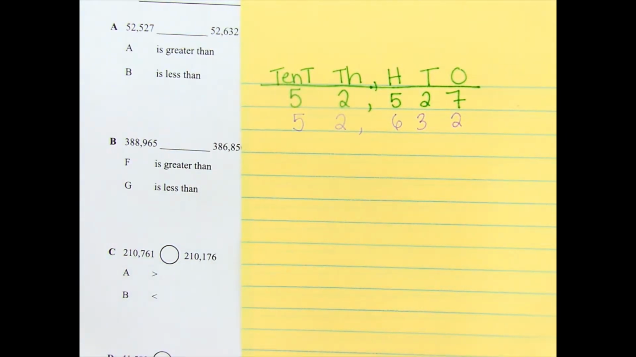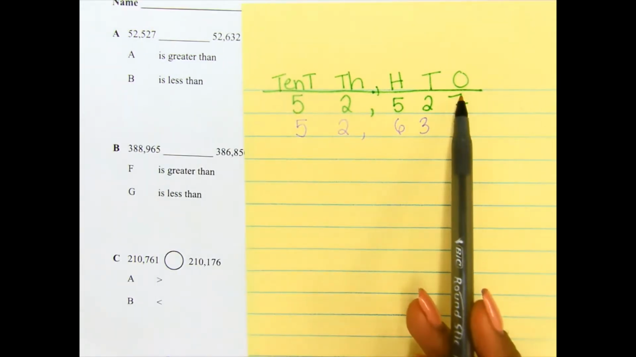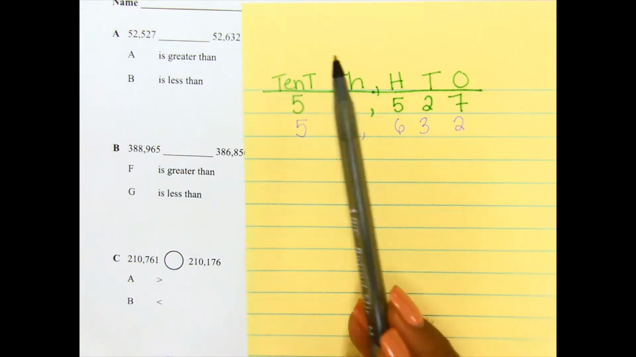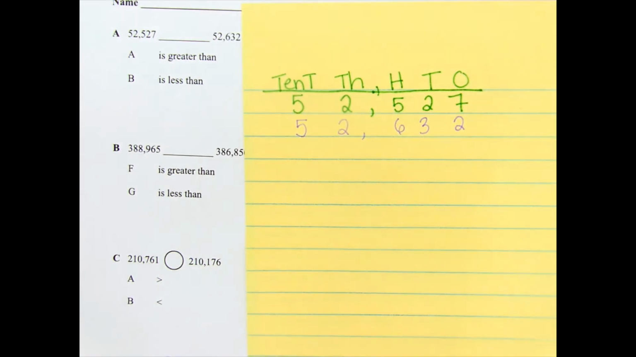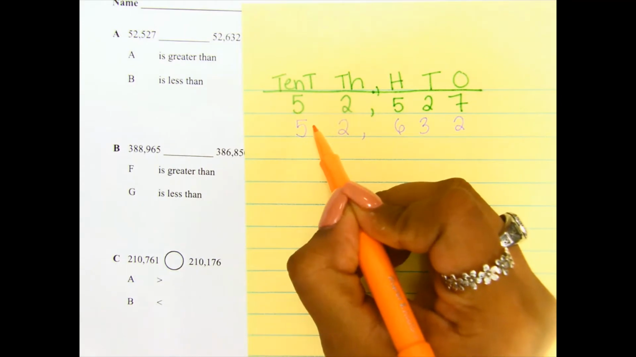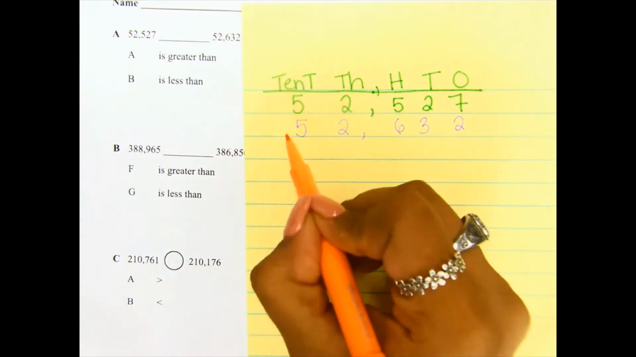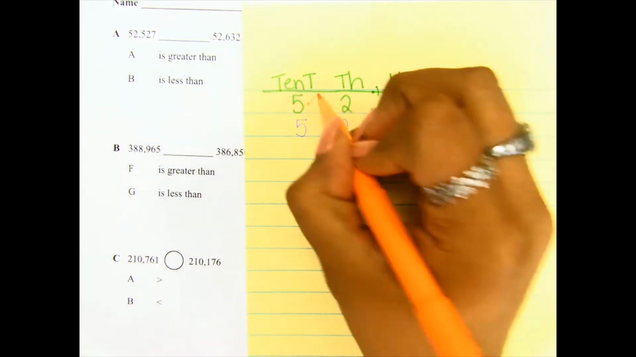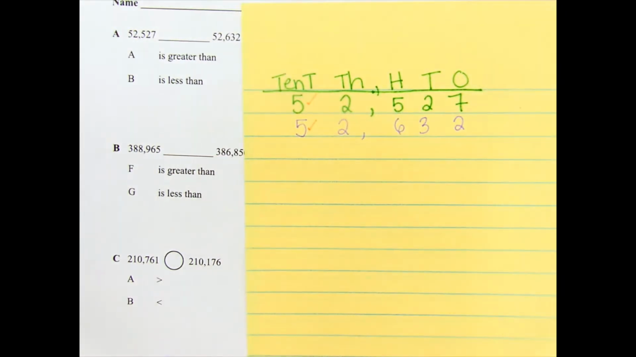Whenever we compare our numbers, I want to start off with our highest place value. So let's look, what is our highest place value? Is it the ones? No, our highest place value is the 10,000s place. So let's look at both of them. I have a 5 in my 10,000s place, and I have a 5 here in my 10,000s place. They're the same. So I'm going to put a little check, check. They have the same digits.